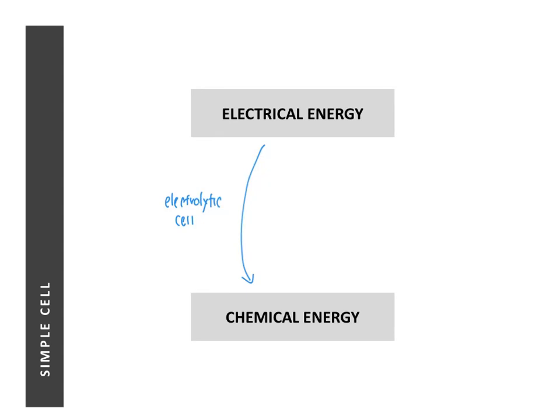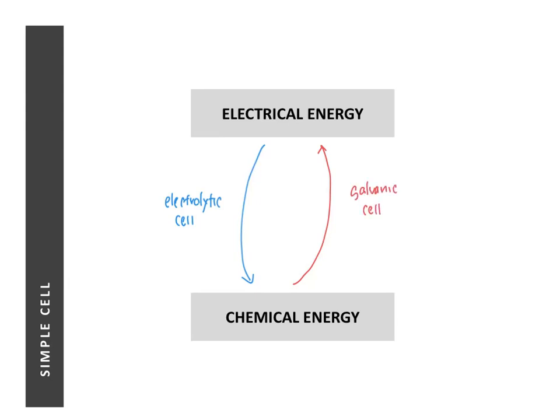Now we have also learned in chemistry that there are certain reactions that give out energy, and we call them exothermic reactions. So with a suitable kind of cell, with a suitable setup, we can actually convert this chemical energy into electrical energy, which we can use to power our appliances. Cells like this are called galvanic cells.